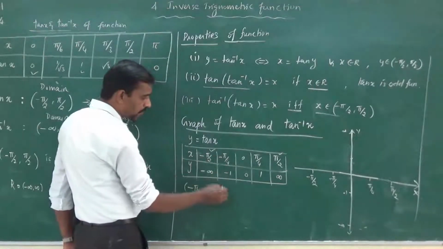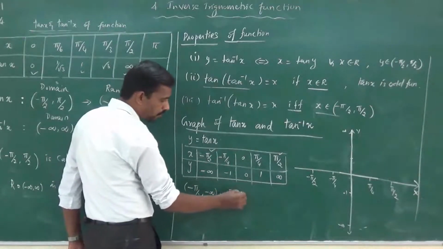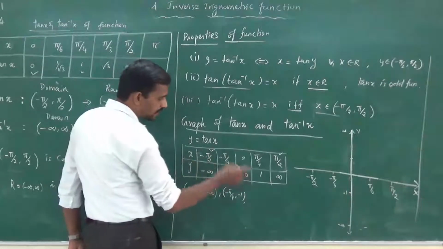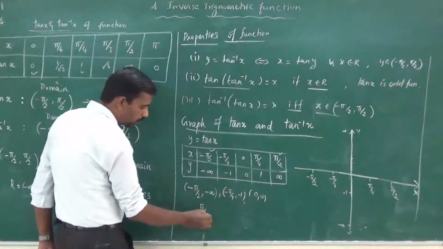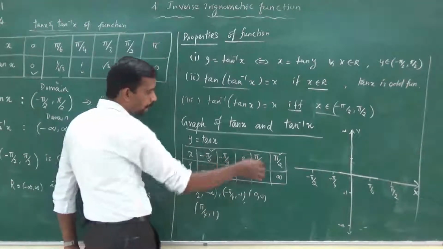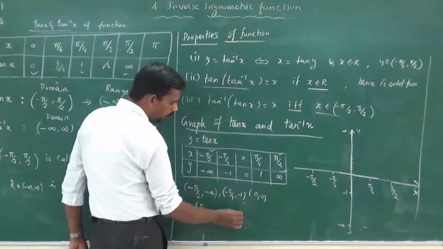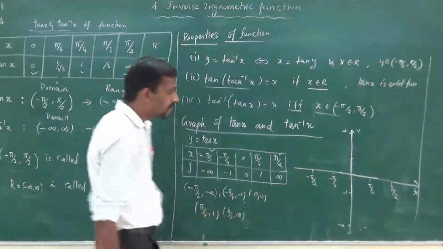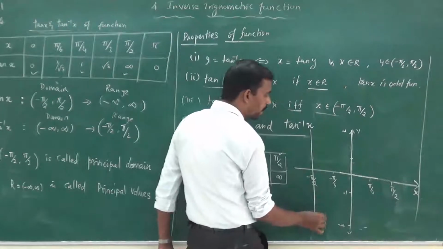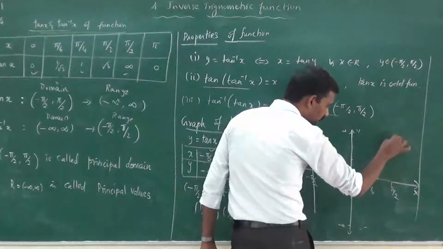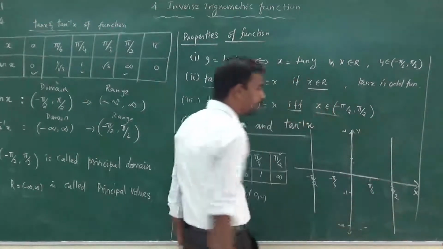And x equal to minus pi by 4 means y will become minus 1. And x is 0 means y also 0. And x is pi by 4 means y value is nothing but 1. And x is pi by 2 means y value is nothing but infinity. So this is the infinity, so we want to draw a line at x is equal to pi by 2 as well as minus pi by 2.